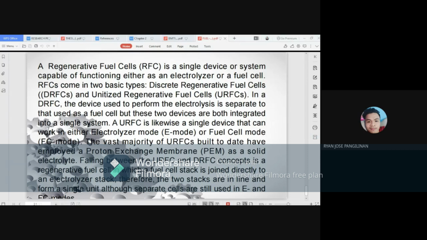A URFC is likewise a single device that can work in either electrolyzer mode, or E mode, or fuel cell mode, FC mode. The vast majority of URFCs built to date have employed a proton exchange membrane as a solid electrolyte. Falling between the URFC and DRFC concepts is a regenerative fuel cell in which a fuel cell stack is joined directly to the electrolyzer stack. Therefore, the two stacks are in line and form a single unit, although separate cells are still in E and FC modes.